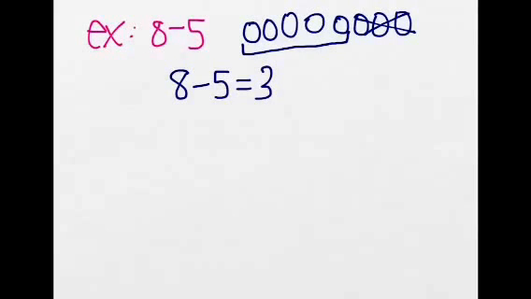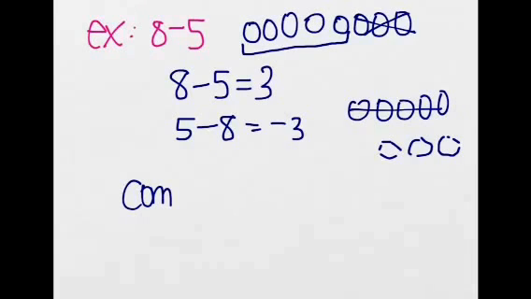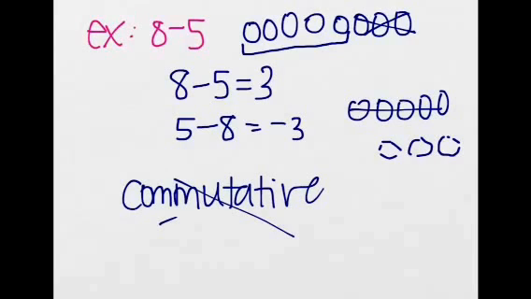Now realize though, if I did 5 minus 8, I would get negative 3, because if I had 5 balls, and you took away 8, well then I owe you 3 balls, right? Because I only have 5. Okay, so realize that the commutative property does not hold in subtraction.